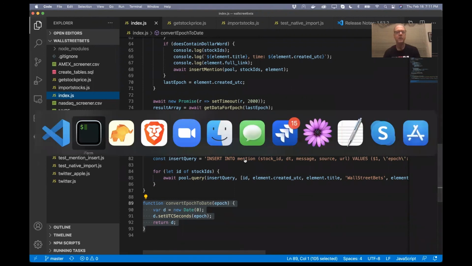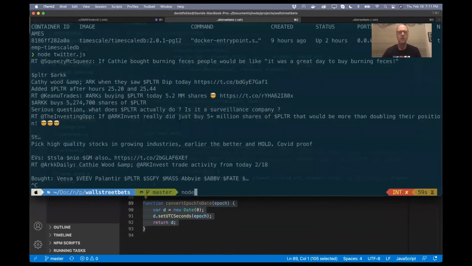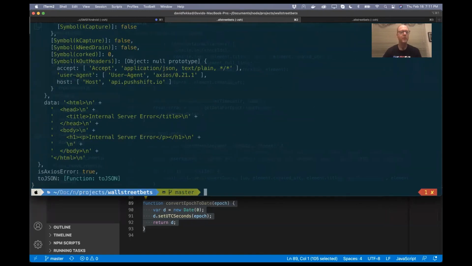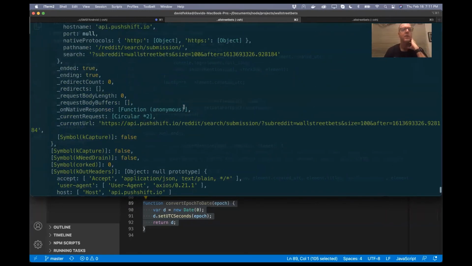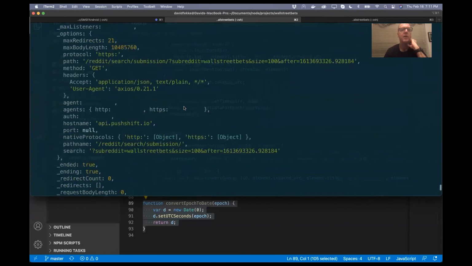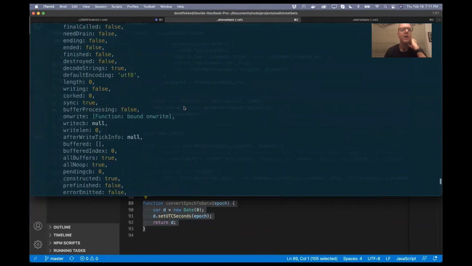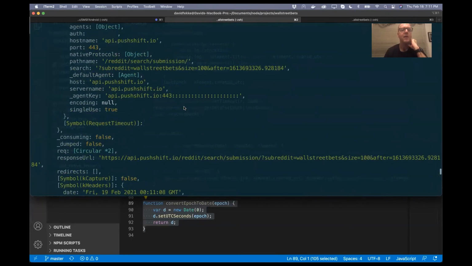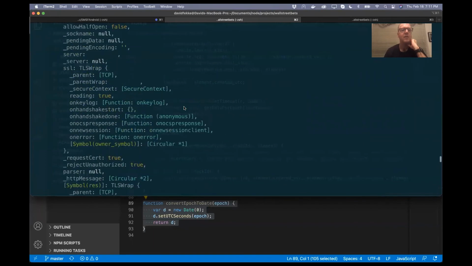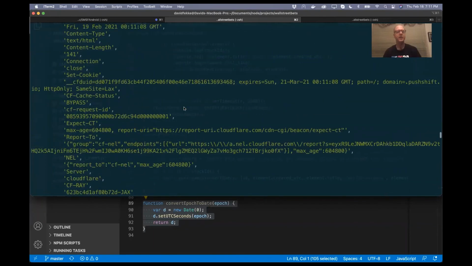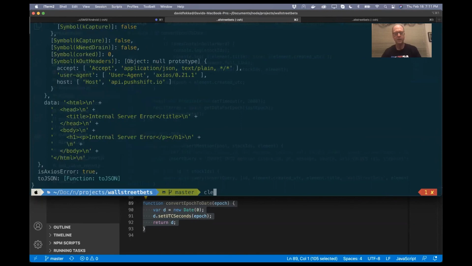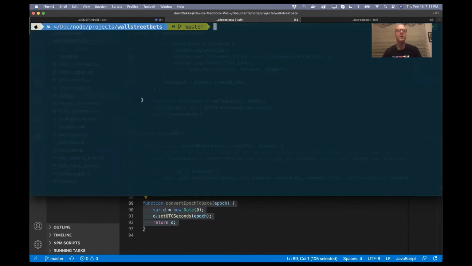So let's go ahead and try running this. And we got an error, demo fail. But rather than try to debug that, let's actually take a look at the data.